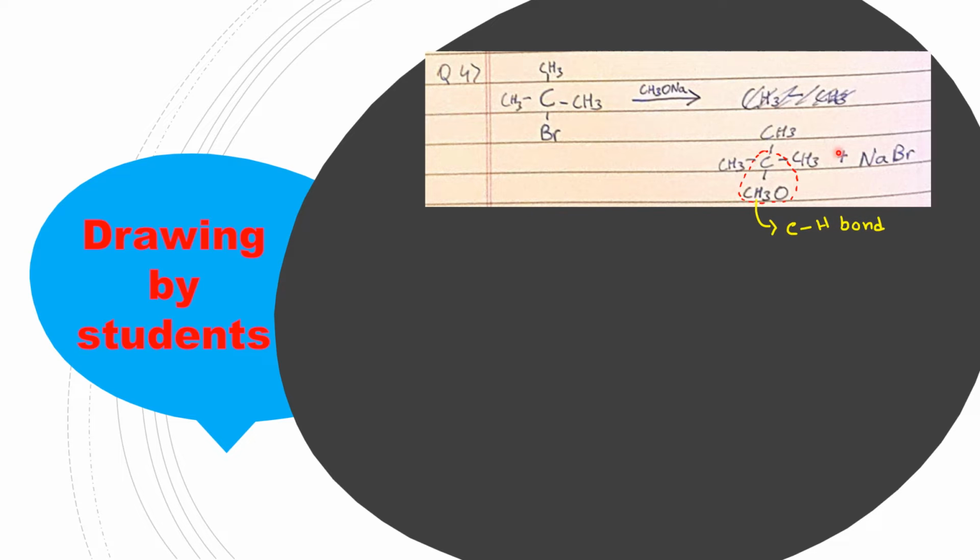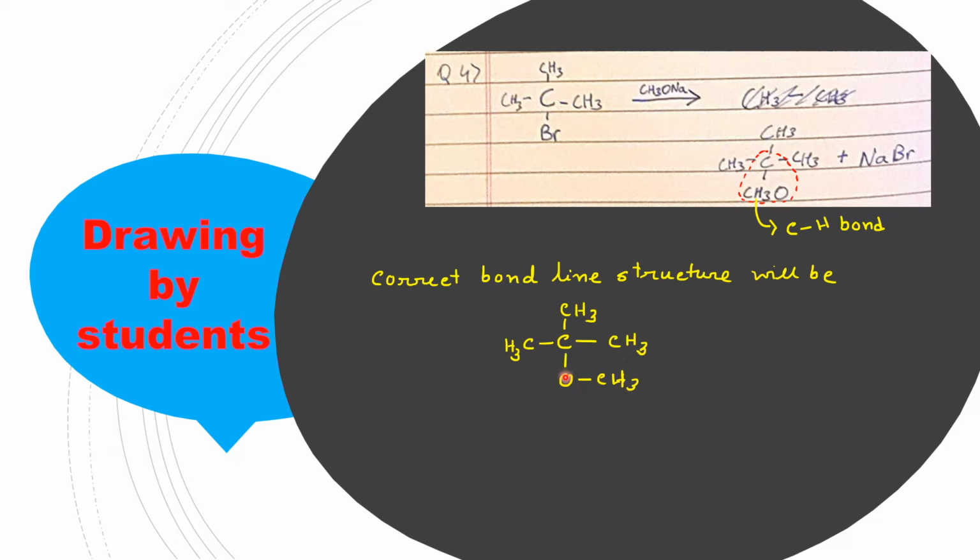Now if you look at the structure of the product, you can see the bond is between carbon and hydrogen. This is wrong. The bond should be between carbon and oxygen, not carbon with carbon or carbon with hydrogen. It should be carbon with oxygen. Now if you think that sodium methoxide is acting as a nucleophile, then here the nucleophile is O CH3 minus and the electrophile is the 3-degree carbocation.